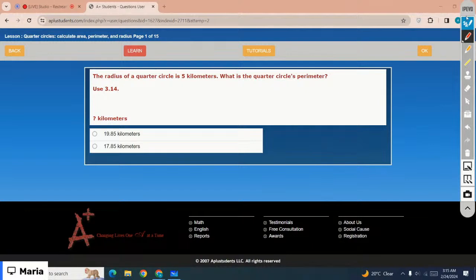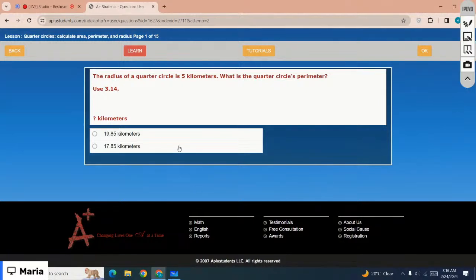The correct option is option number 2. 17.85 kilometers is the correct option.